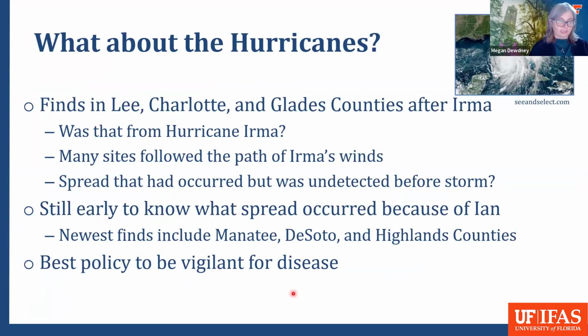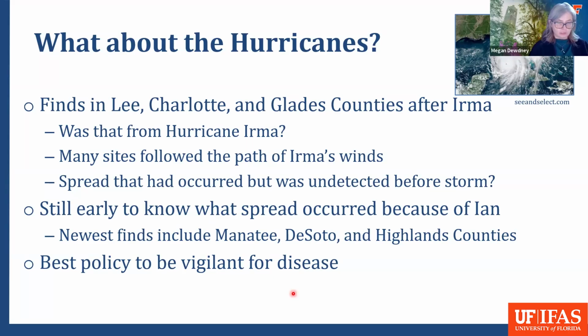So the hurricanes, we're not sure if they're spreading it, but it sure kind of makes you wonder. We have finds in Lee, Charlotte, and Glades County after Irma. Was that from Irma? It kind of followed the path of Irma's winds, but was that spread that had occurred before the storm and was just sitting in that undetected stage? We're not sure, and it's really hard to do the detective work to go back and figure that out.